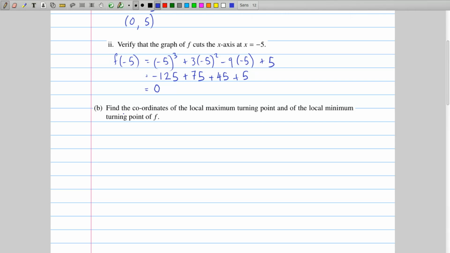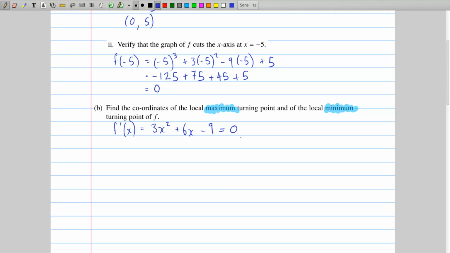We move on to part B, which says to find the coordinates of the local maximum turning point and the local minimum turning point of this graph f. The keywords here are maximum and minimum. Any time in functions or calculus that you're looking for a maximum or a minimum, what you're really saying is that the first derivative equals 0. So we first have to find the first derivative, and we end up with 3x squared plus 6x minus 9. To find the turning points, we say that this equals 0.